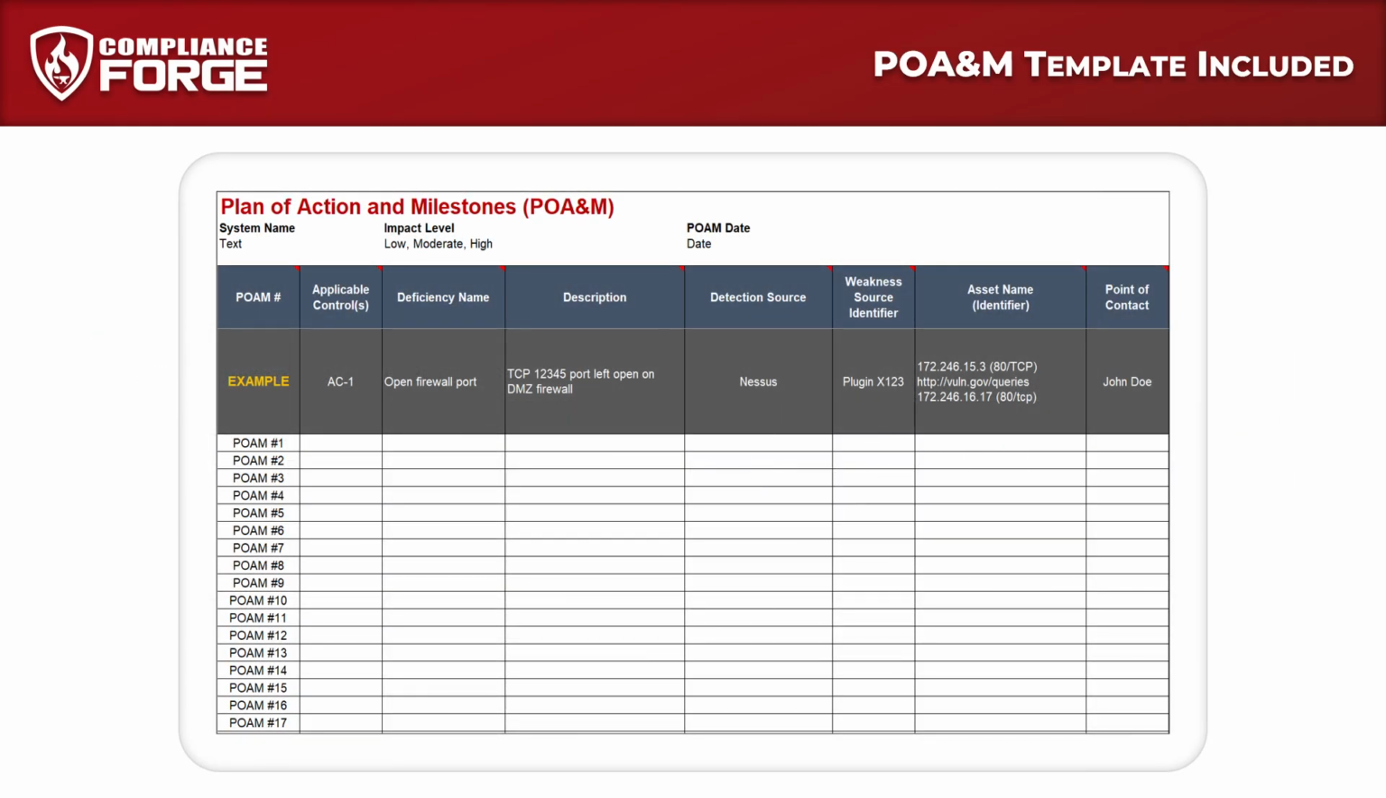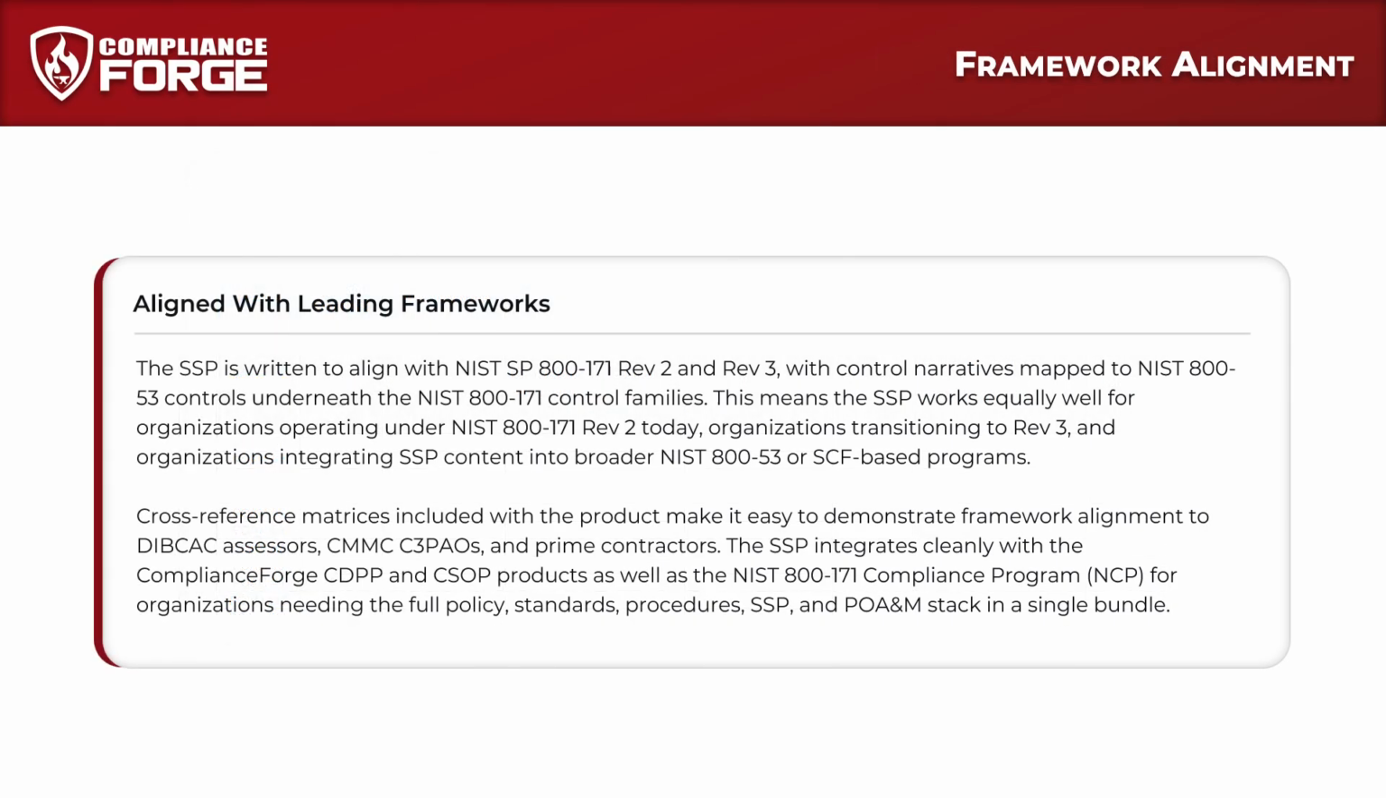Here is the plan of action and milestones template at a glance. The SSP is written to align with NIST 800-171 Revision 2 and Revision 3, with control narratives mapped to NIST 853 controls underneath the 800-171 control families. That means it works equally well for organizations operating under Revision 2 today, organizations transitioning to Revision 3, and organizations integrating SSP content into broader NIST 853 or SCF-based programs.